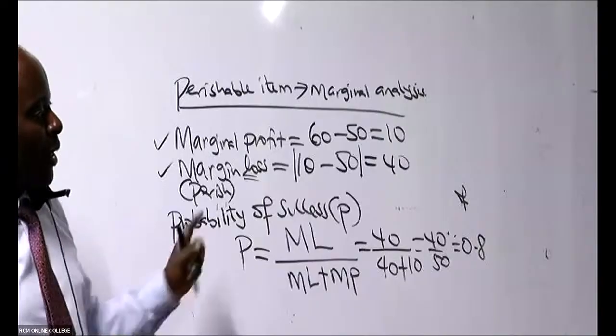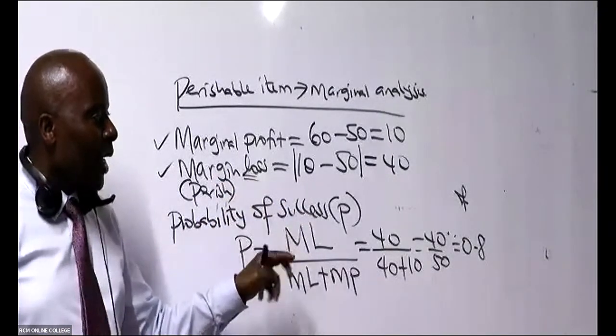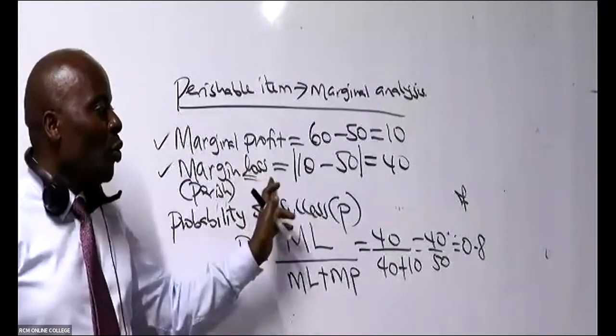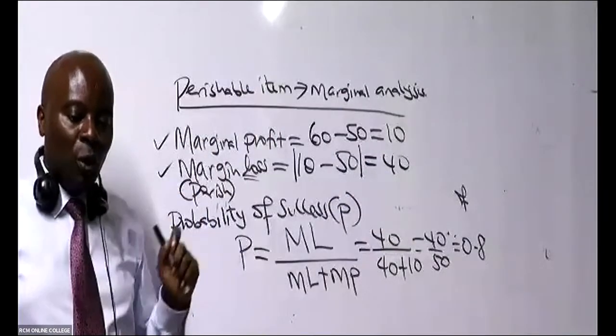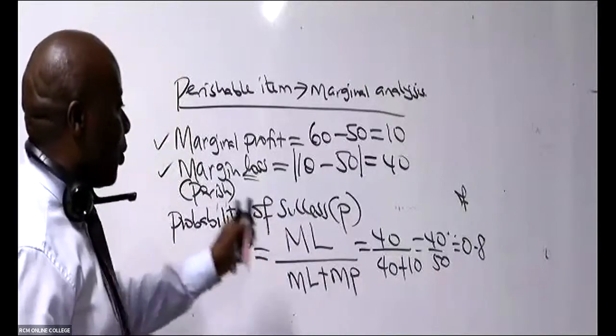So marginal profit is 60 minus 50. We sell it on a sunny day, same day, 10. And if we don't sell it today, we sell it tomorrow, we will lose 40 bob. So we have been able to get this, and we've been able to get 0.8.